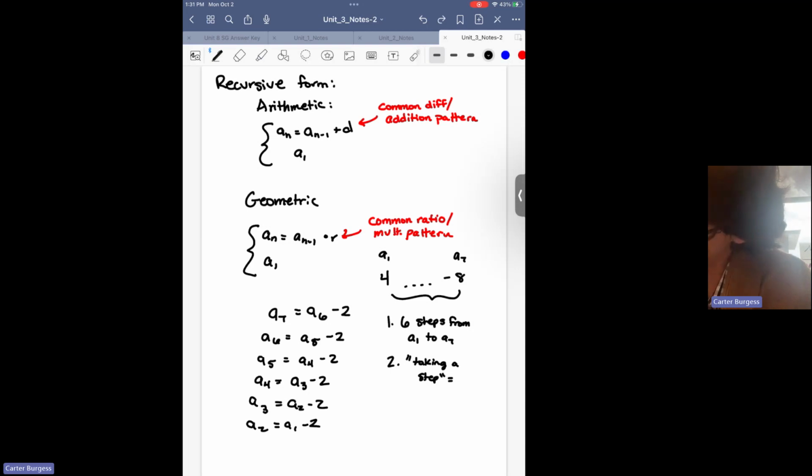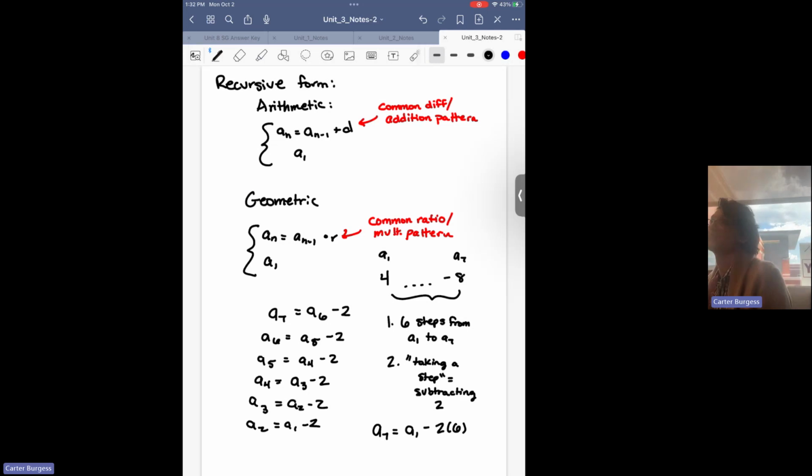Rather than saying negative 2, we'll say it is the same as subtracting 2. So how many times am I going to be subtracting 2 from my initial term? 6 times, which means overall, how much am I going to subtract from my initial term? I'm going to subtract 12. Or in other words, I could find a sub 7 by taking where I start and subtracting 2 times 6, subtracting 2 6 times from that initial term. And we get exactly what we see here, we get negative 8.